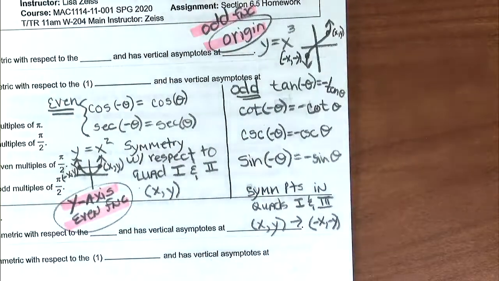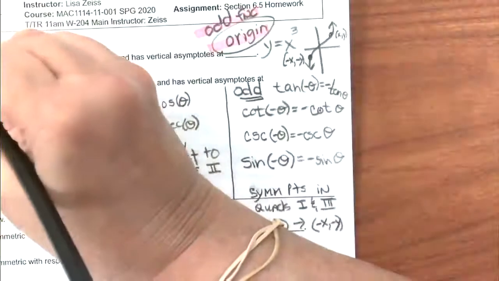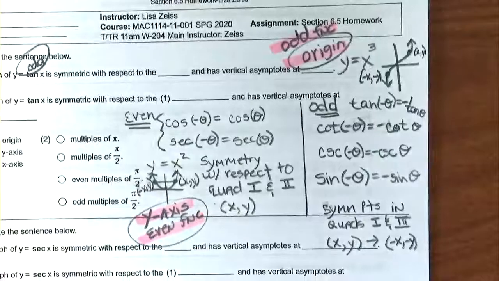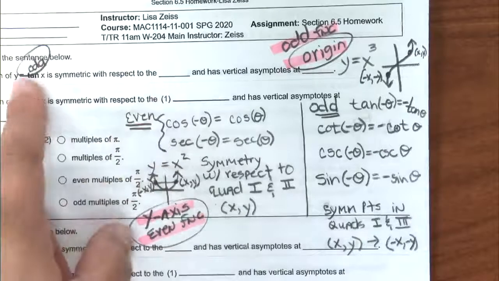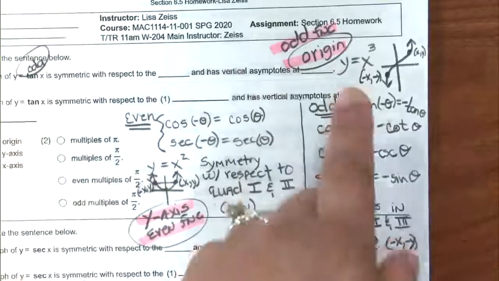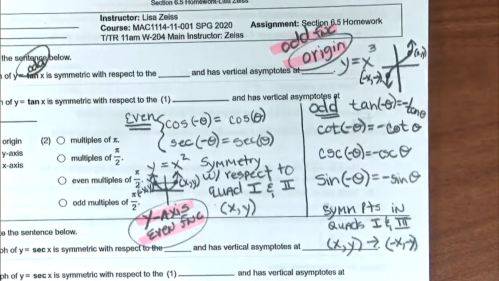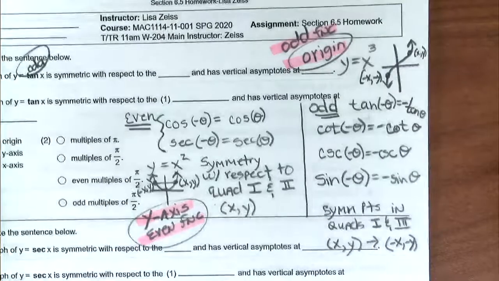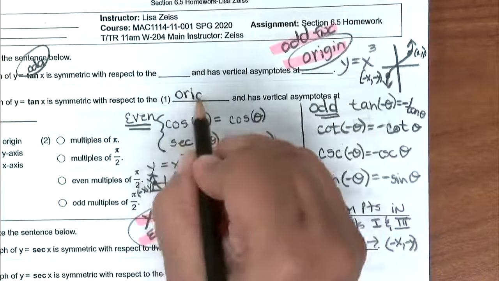All right, so we know that this is odd. Maybe put that so you can relate it to what I just spoke about. And when it says, is symmetric with respect to what? Well, all odd functions are symmetric with respect to the origin. It's called origin symmetry. That's what you're going to fill in right there. That means they have symmetrical points in quadrants 1 and 3. So we're going to fill this in with origin.